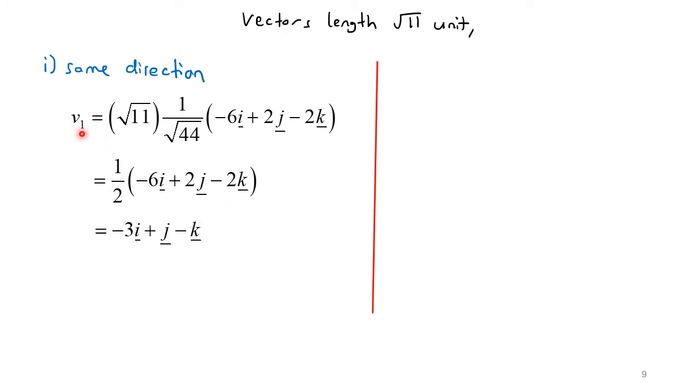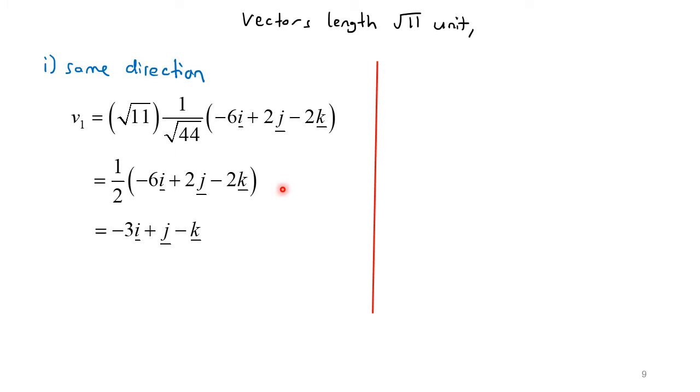I name it V1, the vector having root 11 units. I number it V1 because we have two possible answers, right? So the first one I name V1. So V1 is equal to negative 3i plus j minus k.